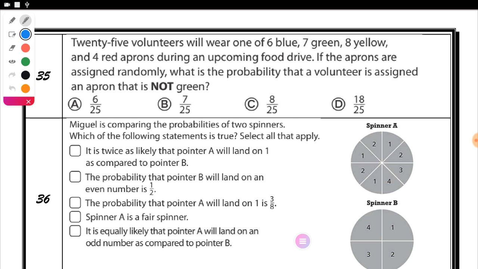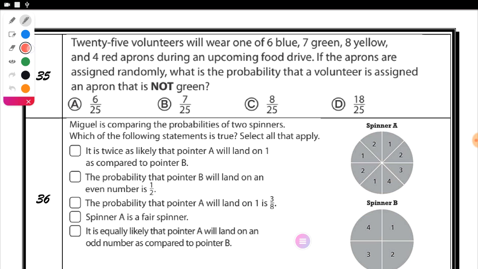Second, Miguel is preparing the probabilities of 2 spinners. Which of the following statements is true? Select all that apply. Don't forget, select all that apply. That means we may have more than one answer. You have to choose all. And don't choose the wrong answer because it will delete the right answer. First, it's twice as likely that pointer A will land on 1 as compared to pointer B. Twice means multiply by 2.